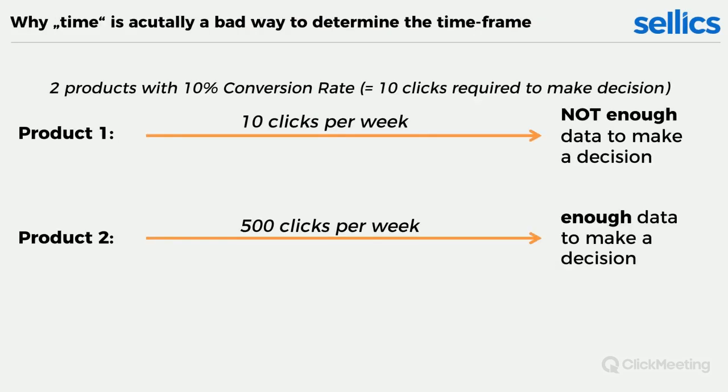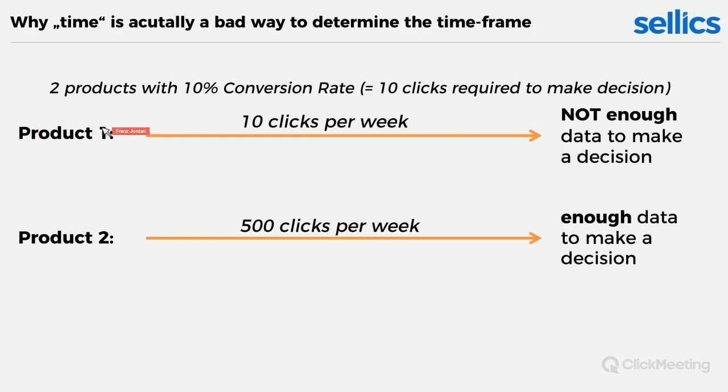So what we suggest is, instead of measuring the time frame in actual time, we suggest to measure the time frame in clicks. And the reason for this is simple. Let's assume that you have 2 products with a 10% conversion rate. That means you need 10 clicks to make a decision whether you want to change something with that keyword. Now, if you get 10 clicks per week for product 1, you will not have enough data to make a decision after 1 day, right? If you have another product where you get 500 clicks per week, after 1 day you will have more than enough data to make a decision, right? Because you get like 70 clicks per day or so, right?